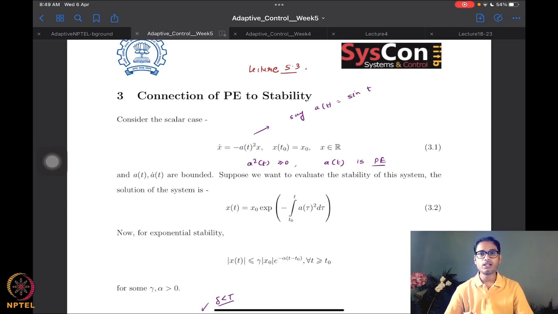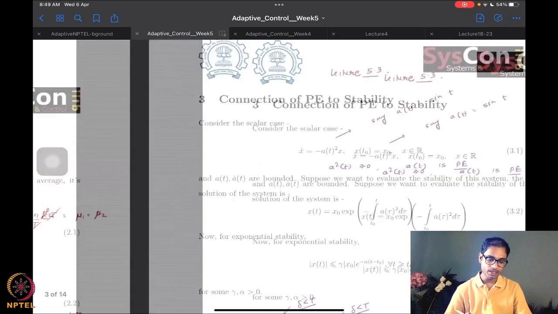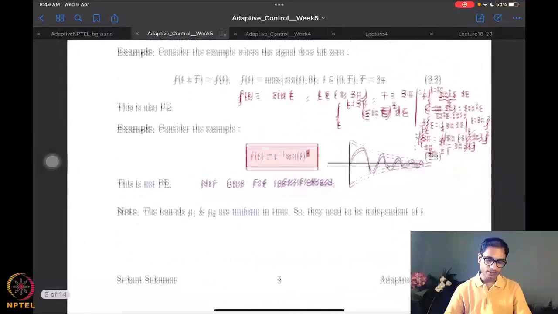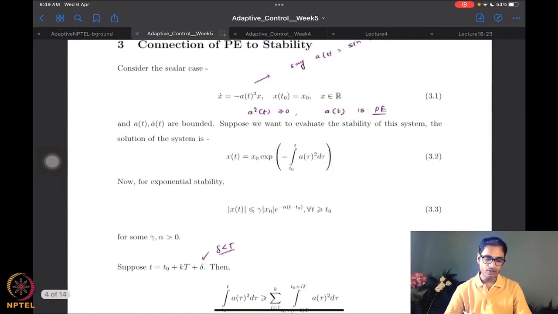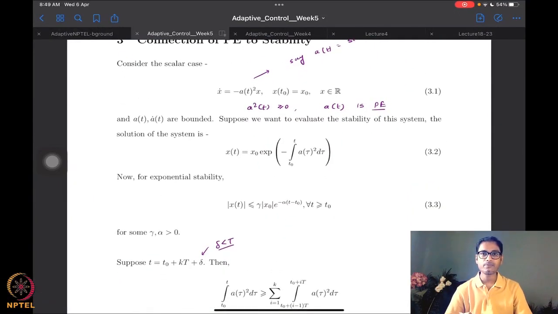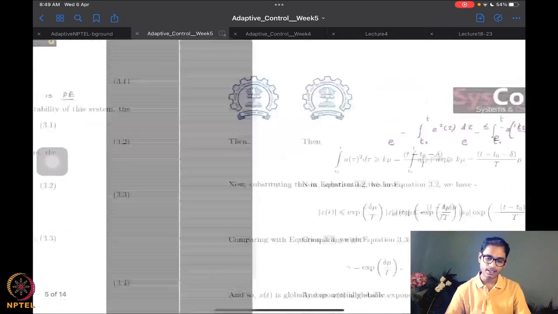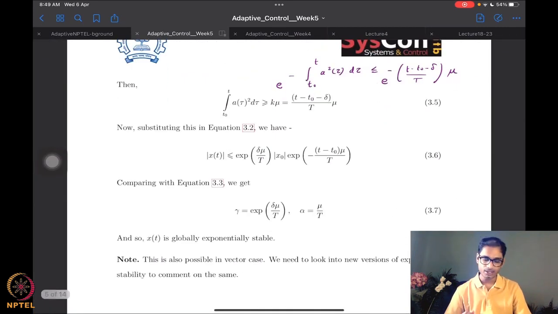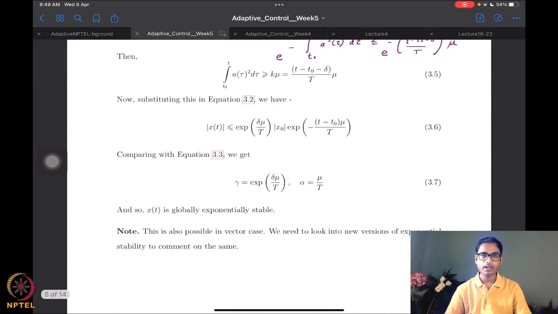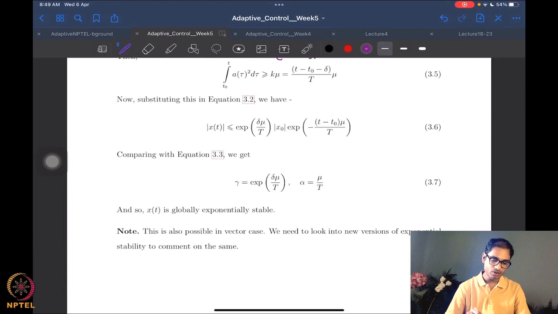We looked at an alternate exponential stability theorem. For the scalar case, we connected persistence of excitation to stability. That was a very neat connection, and it was relatively easy to establish in the scalar case. But now we had moved forward to trying to do something similar for the vector case.